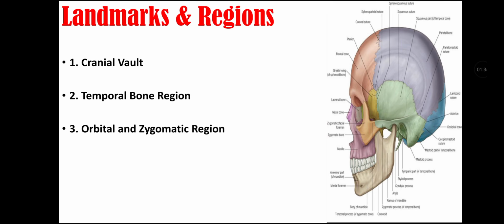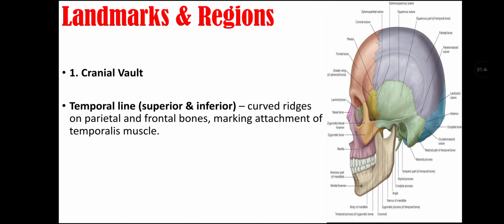Landmarks and regions of norma lateralis. The regions include cranial vault, then temporal bone region, orbital and zygomatic regions, maxilla and mandibular region, and then we will talk about fossae seen from norma lateralis. First, we will talk about cranial vault region of norma lateralis. It has temporal lines that include superior and inferior temporal lines that are curved ridges on parietal and frontal bone that make attachment of temporalis muscle.